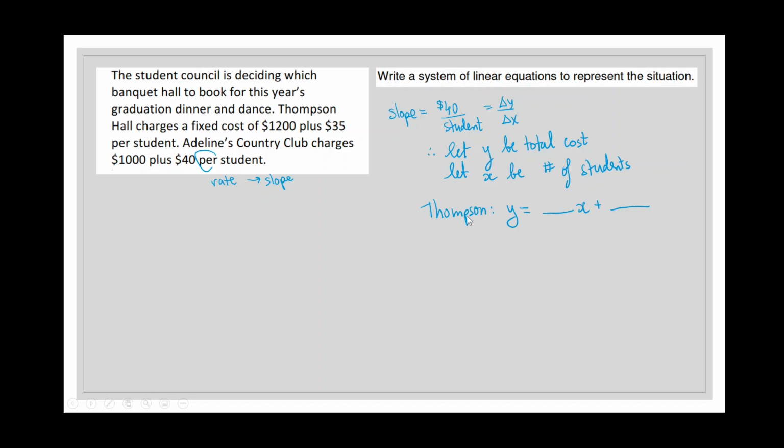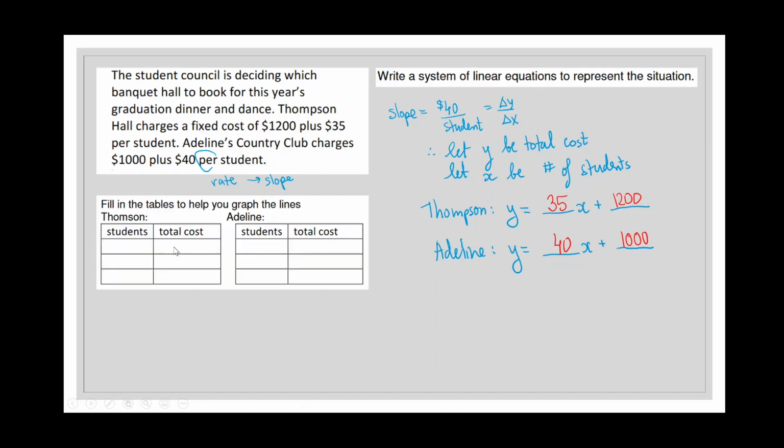Now we're going to create an equation for this. So for Thompson Hall, y equals, so this y here would be the total cost, equals, and then beside the x we're going to have the rate of change. So this is going to be in the form y equals mx plus b. M is going to be the slope, which we already have here, 35, and then the b will be the initial value, which is $1,200. Then you repeat the same for Adeline, and you have 40x plus 1,000.